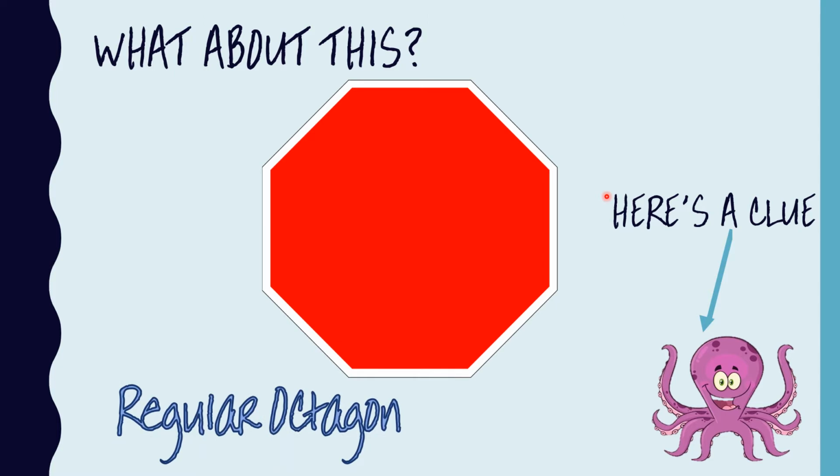So we've got a regular octagon. The clue, octopus, has 1, 2, 3, 4, 5, 6, 7, 8 legs. Just as this shape has 1, 2, 3, 4, 5, 6, 7, 8 sides to it. Oct means 8 and we attach it onto agon. It's a regular shape because the sides are all the same length and the angles are all the same size. So we've got a regular octagon.